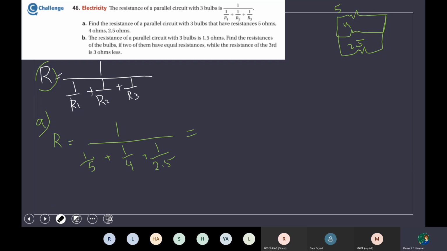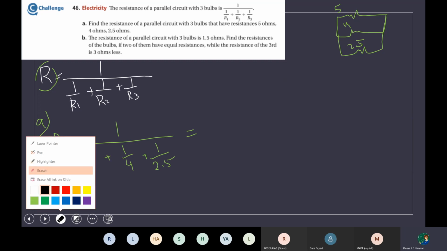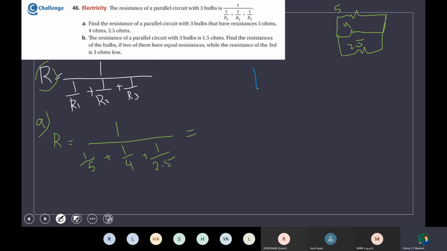I have to use something we learned before: the least common denominator. Let's put the numbers 5, 4, and 2.5. For 5, I want to use 2.5, so I will say it is 2 times 2.5. And the 4 is 2 times 2. And the last one is 2.5.